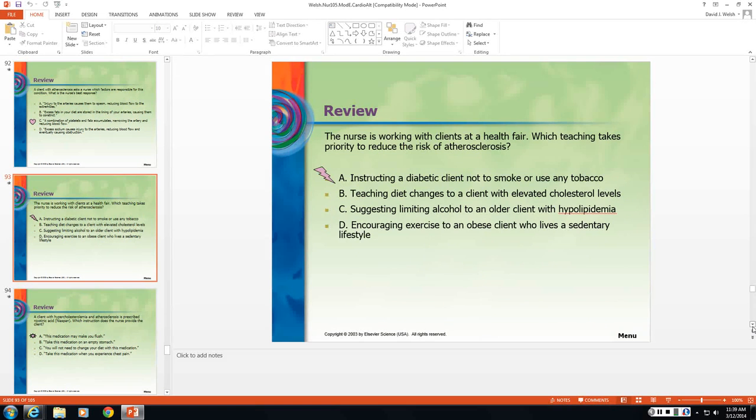Okay, the nurse is working with a client at the health fair. Which teaching takes priority to reduce the risk of arteriosclerosis? Is it A, instructing a diabetic client not to smoke or use any tobacco? B, teaching diet changes to the client with elevated cholesterol levels? C, suggesting limiting alcohol to the older client with hypolipidemia? Or D, encouraging exercise to an obese patient who lives a sedentary lifestyle? So priority would be teaching the diabetic client not to smoke or use any tobacco.